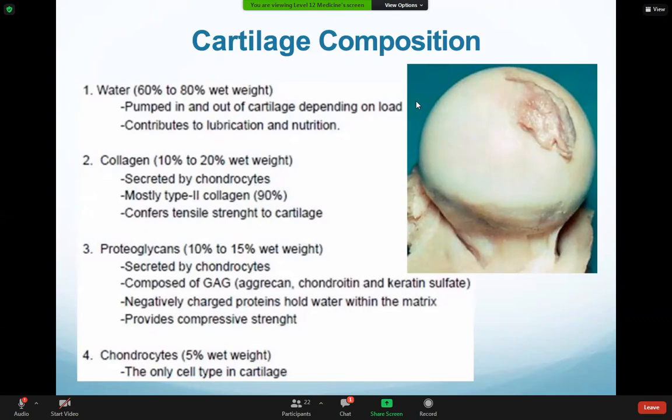Proteoglycans make up 10 to 15% of the wet weight, are secreted by chondrocytes, and are composed of GAG, which is made up of aggrecan, chondroitin, and keratan sulfate. Negatively charged proteins hold water within the matrix and provide compressive strength. So the collagen confers tensile strength and the proteoglycans provide compressive strength. Chondrocytes make up 5% of the wet weight and they are the only cell type in cartilage.